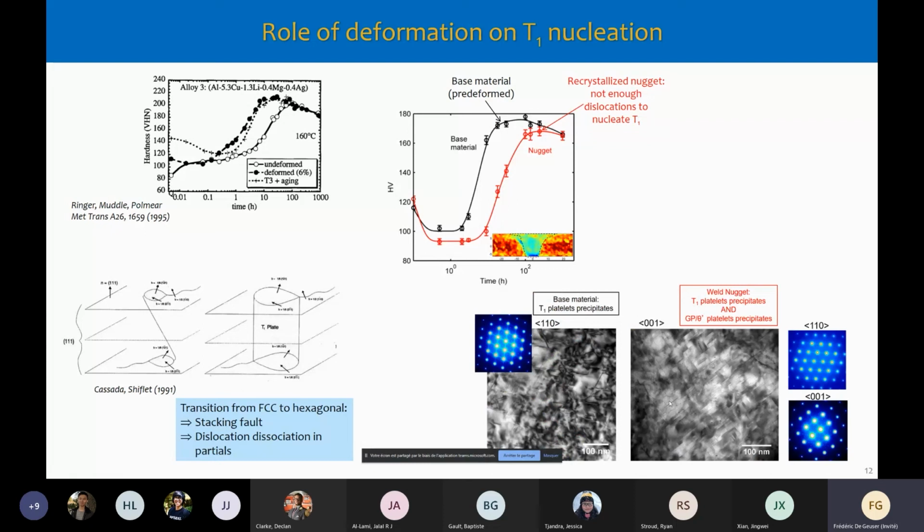So here we see that in this one single sample, we already have very different precipitation trajectories. We have the base material, which has seen dislocations and nucleation of essentially T1, and then the material where there are no dislocations because we have recrystallized the material. And in this case, both T1 and theta primes have nucleated. And since they compete on the same solutes, well, there is less of both of them.